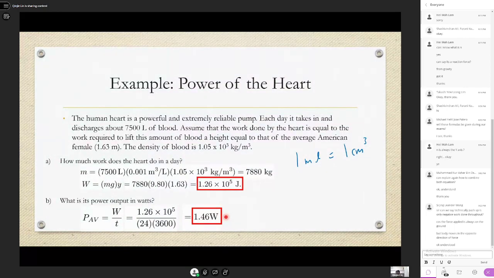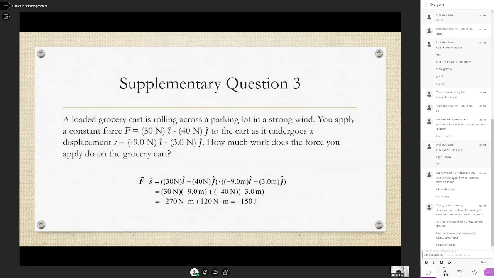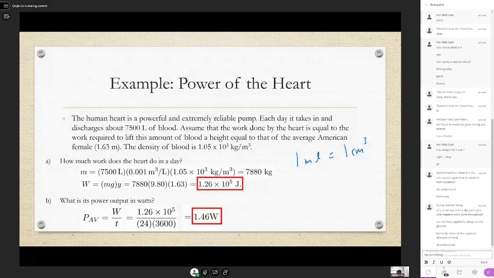Any questions? And of course, after this, we have some questions for you to refer to. Okay, no questions then. That will be all for today's class.